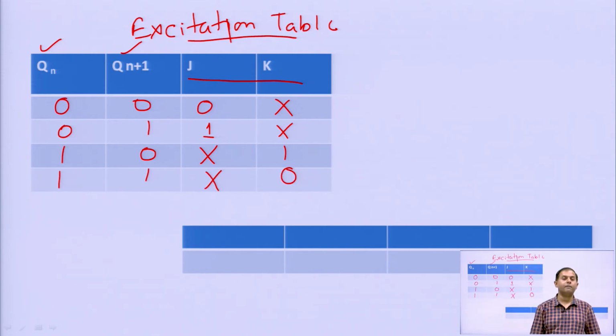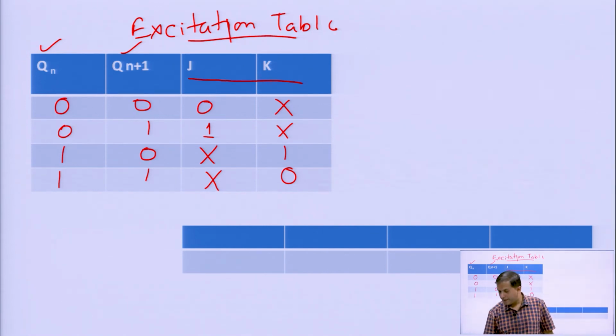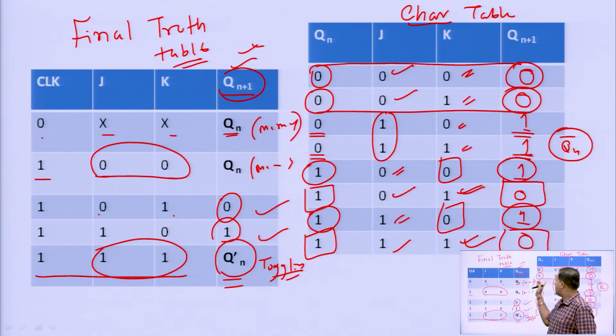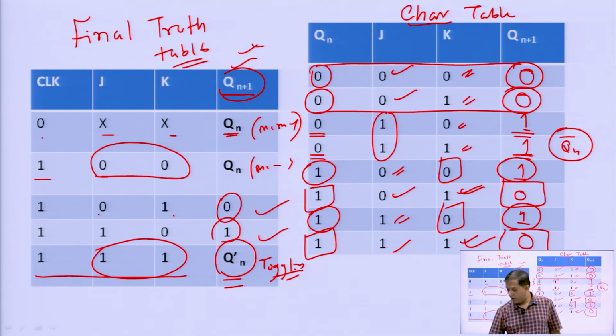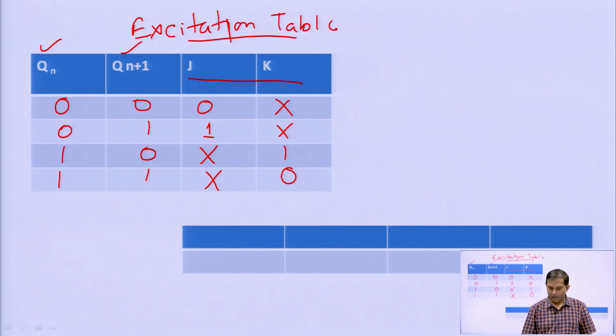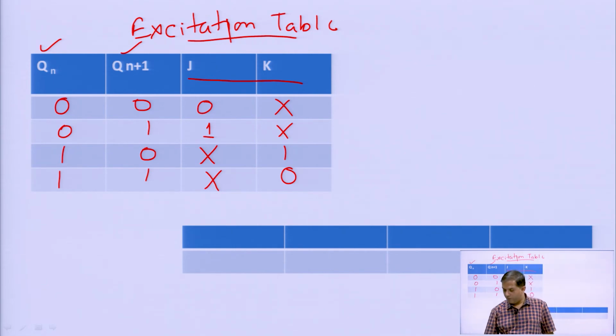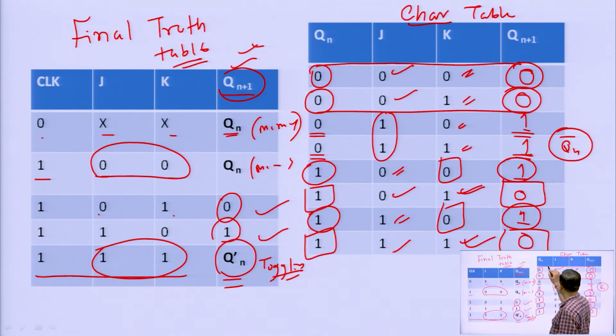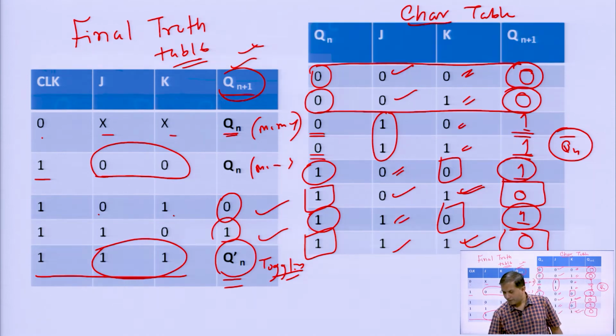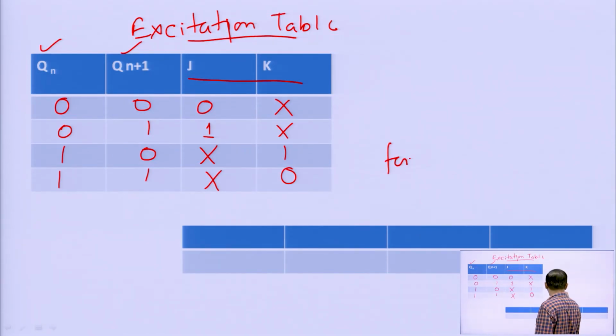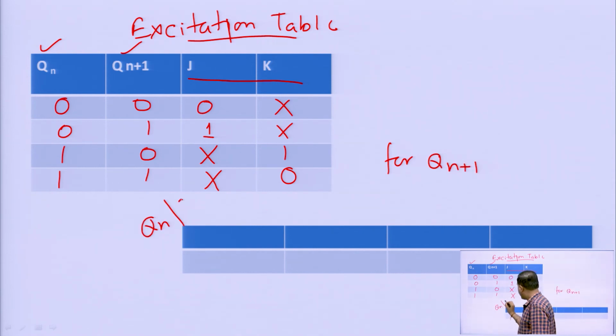So, this is very important, the excitation table. Already we have made 3 things: the final truth table, from that the characteristic table, and from that the excitation table. Now, we will be making the K map, and the K map will be built on the characteristic table. In the characteristic table, there are 3 inputs Q n, J and K, and we will make the K map for Q n+1. So, let us start. This is for Q n+1, and this is nothing but Q n and JK. So, 4 combinations: 0 0, 0 1, 1 1, 1 0.